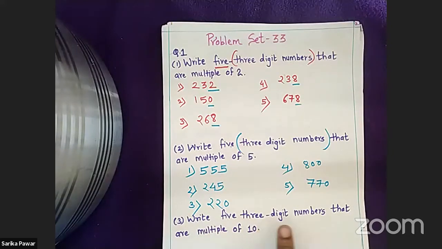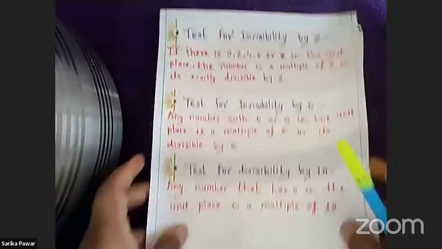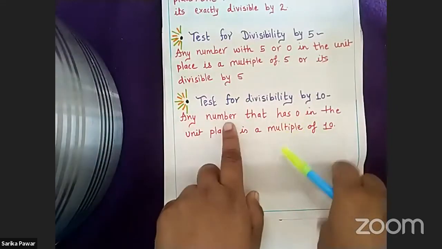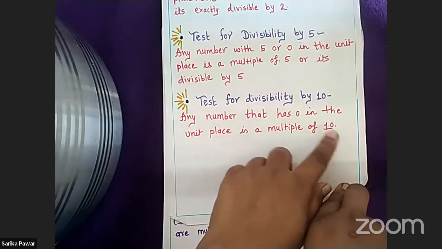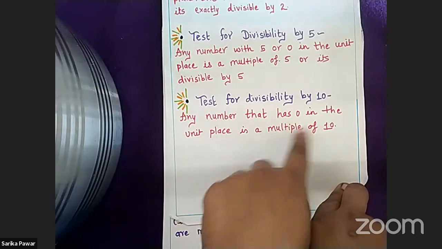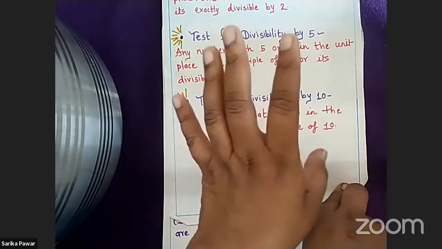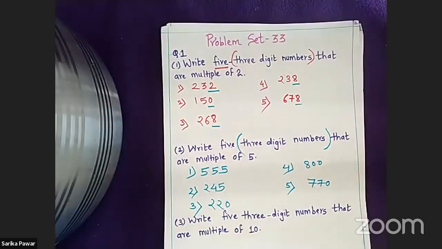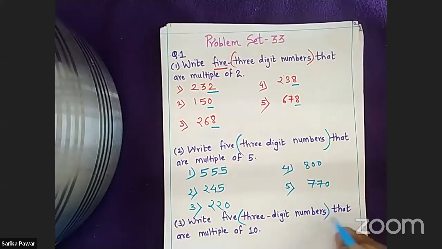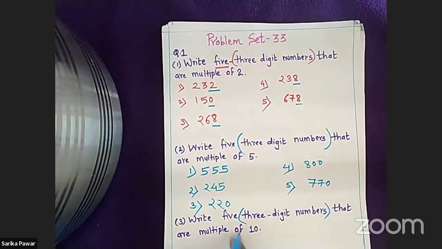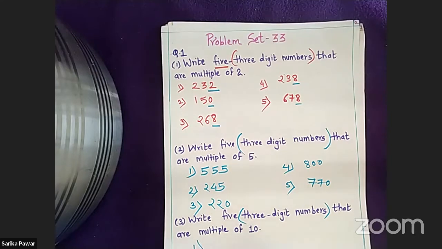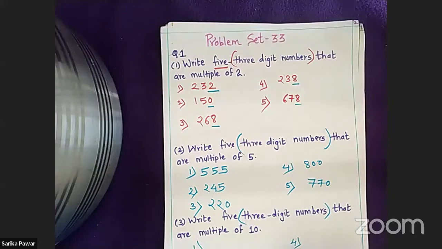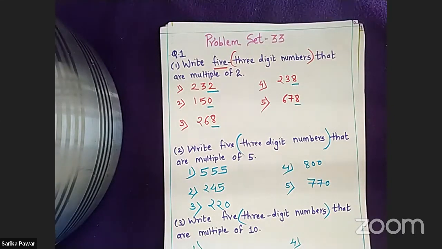Write 5 3-digit numbers that are multiples of 10. Now, what does the rule say? Any number that has 0 in the unit place is a multiple of 10. Only 0 will come in the unit place. But the numbers we want are 3-digit numbers, and we want 5 numbers: 1, 2, 3, 4 and 5. So now tell me, who is answering?